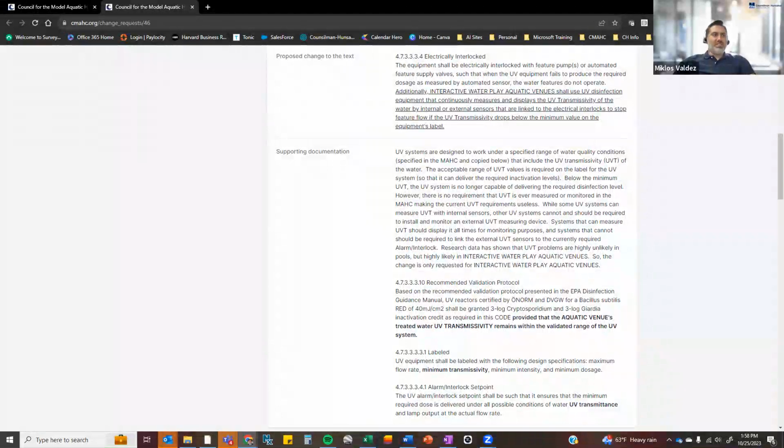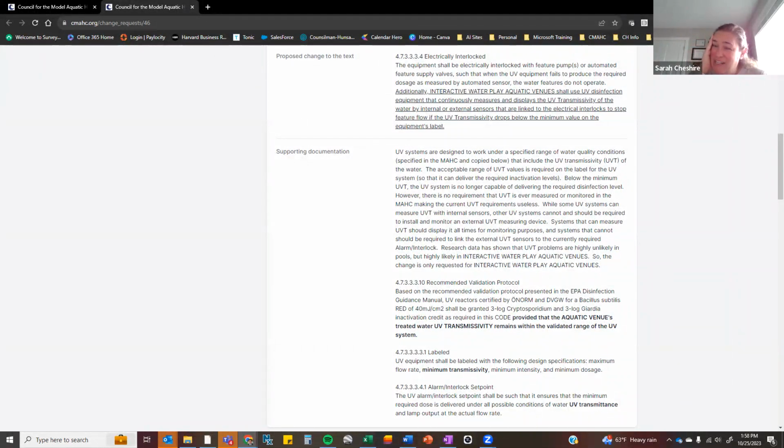And then, what the minimum is, it's saying UV equipment shall list the minimum transmissivity. You're not the only one, Sarah. And so, I mean, that's a key feature that I don't think anyone's really looking at right now. It might be in some facilities, but I can say from an operator, not really any operators are looking at that. I can say from a health inspector, we're not looking at this either.